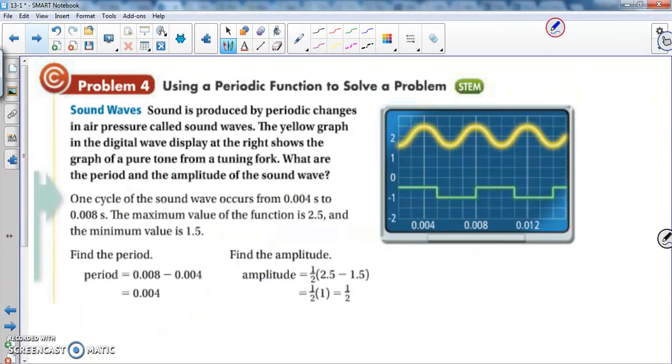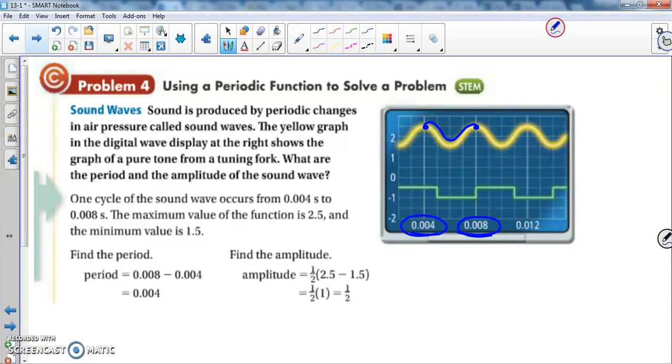Using a periodic function to solve a problem. Sound is produced by periodic changes in air pressure called sound waves. The yellow graph in the digital wave display at the right shows the graph of a pure tone from a tuning fork. What are the period and the amplitude of the sound wave? So if we look at the sound wave, we want to pick a point. If we go from top to top, that is one cycle. It starts at 0.004 and ends at 0.008.